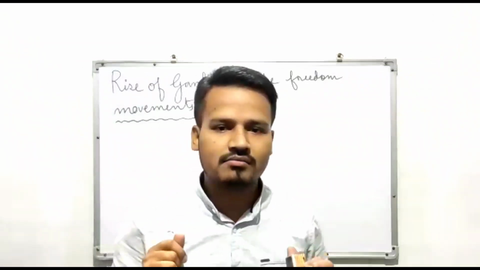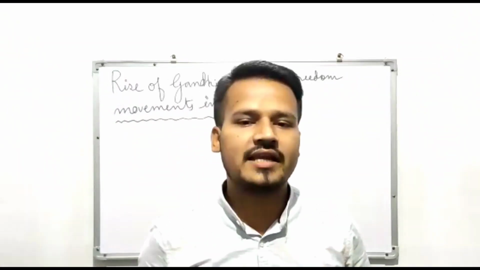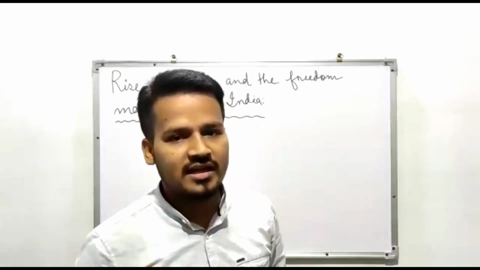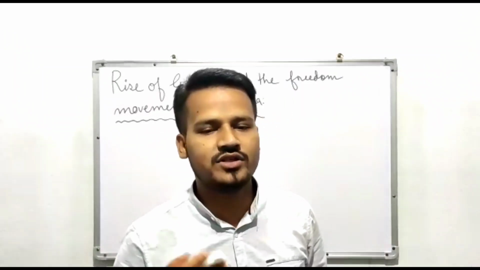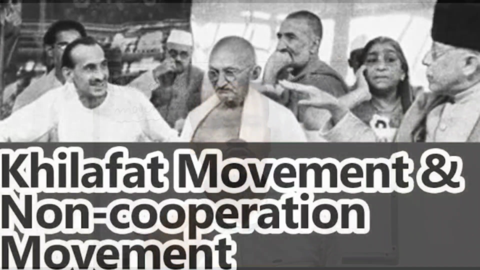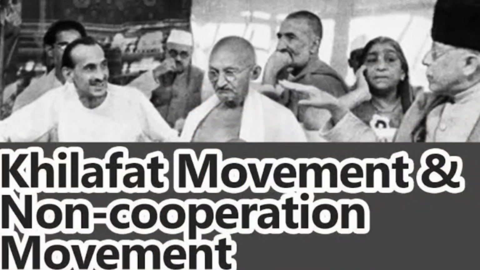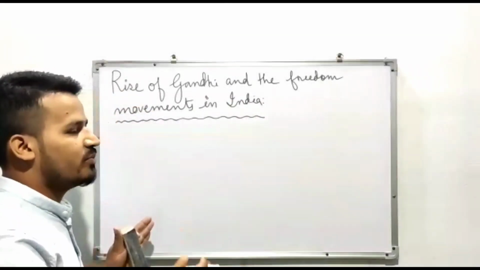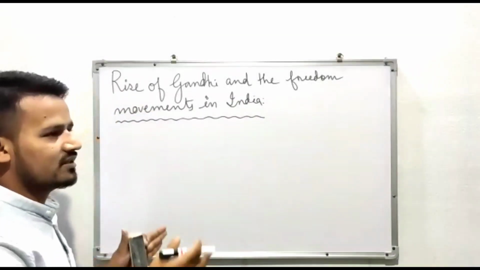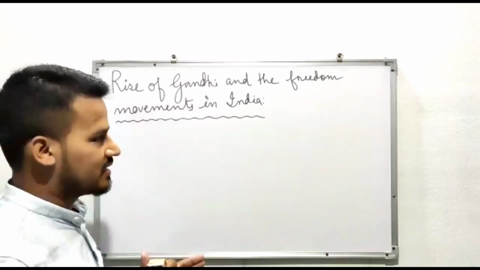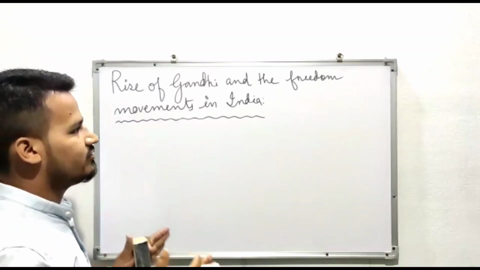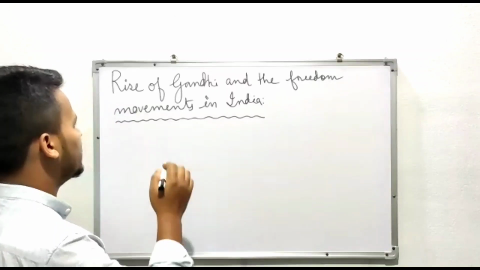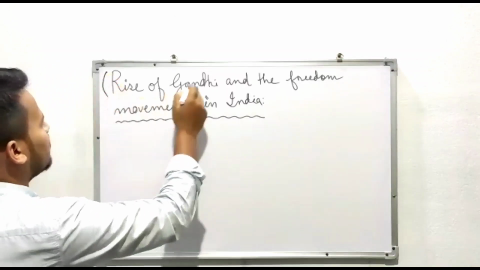The three strongest national movements under the leadership of Mahatma Gandhi are, the first one, the non-cooperation movement, then the civil disobedience movement, and the third one, the Quit India movement. We will discuss these three strongest movements in the upcoming classes. But today, in the first part of this video class, I will discuss the rise of Mahatma Gandhi.